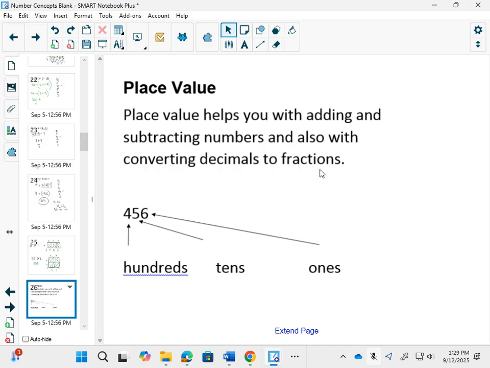What's 10 plus 1? 11. 11, right? It's a weird word. And because it's a weird word, it makes it harder.